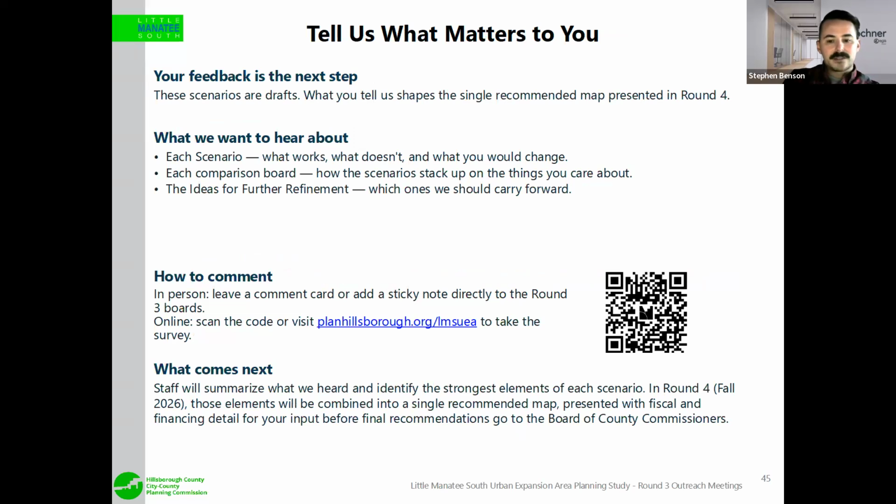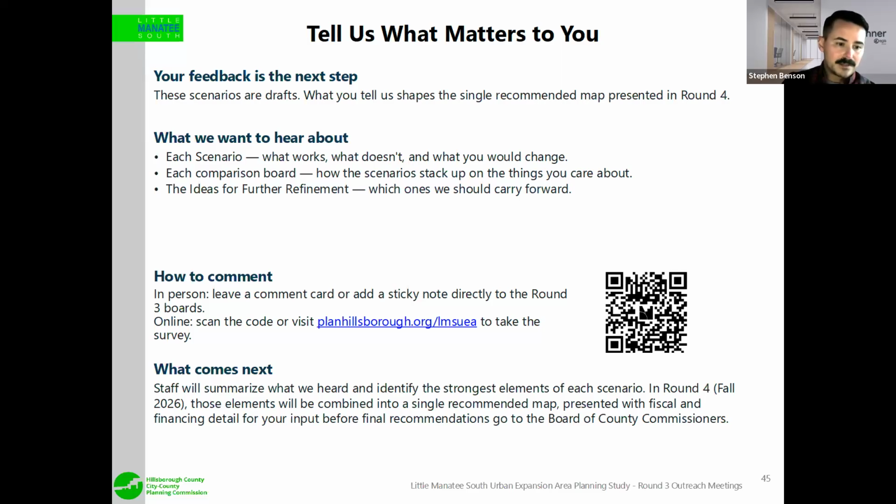Okay, I think we are at the end of our slide deck of our boards from the first two meetings, and so your feedback is the next step. We are asking to get feedback on all three of the scenarios: what works, what doesn't work, and what you would change about all three of them. Each comparison board, how the scenarios stack up to the things, especially the things that you said you cared about the most, and the ideas for further refinement. Which ones we should carry forward, regardless of what land use changes occur. We want your feedback on all of it.